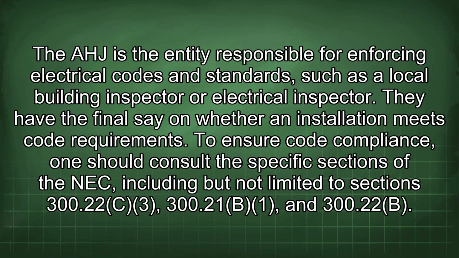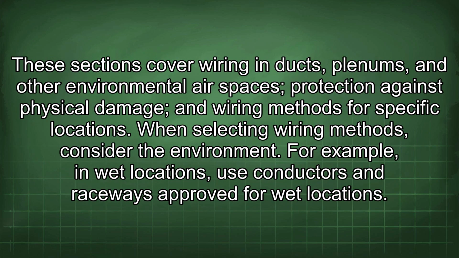To ensure code compliance, one should consult the specific sections of the NEC, including, but not limited to, sections 300.22(C)(3), 300.21(B), and 300.22(B). These sections cover wiring in ducts, plenums, and other environmental airspaces, protection against physical damage, and wiring methods for specific locations. When selecting wiring methods, consider the environment.